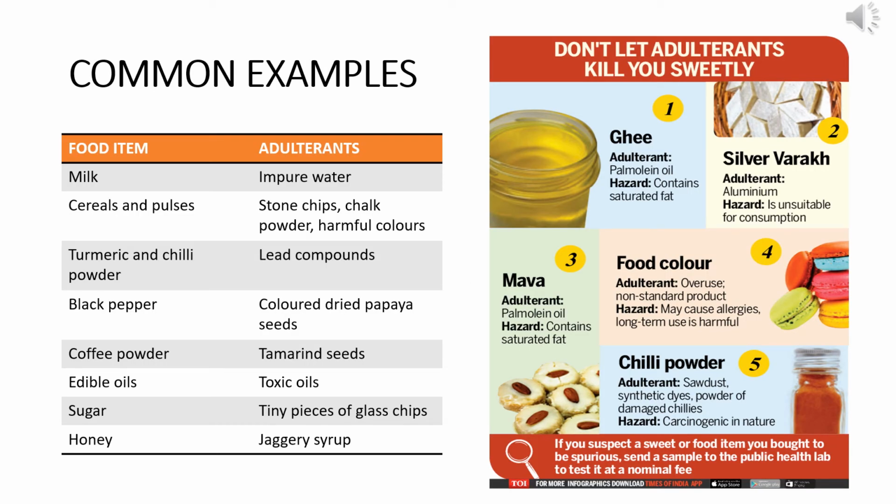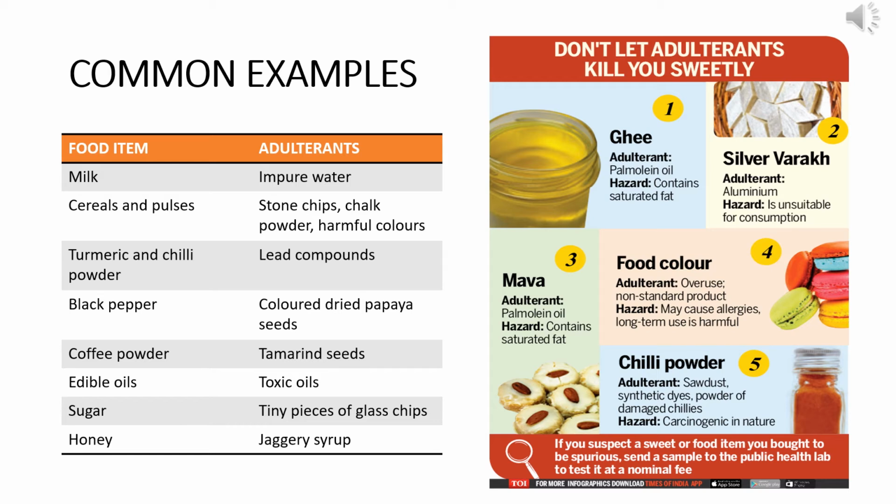In this slide, we will look at some of the common examples of the adulterant and the food item that are being adulterated by these adulterants. Milk is always mixed with impure water to increase the volume, and so impure water is the adulterant of milk. The cereals and the pulses are adulterated with stone chips, chalk powder, harmful colors, etc.